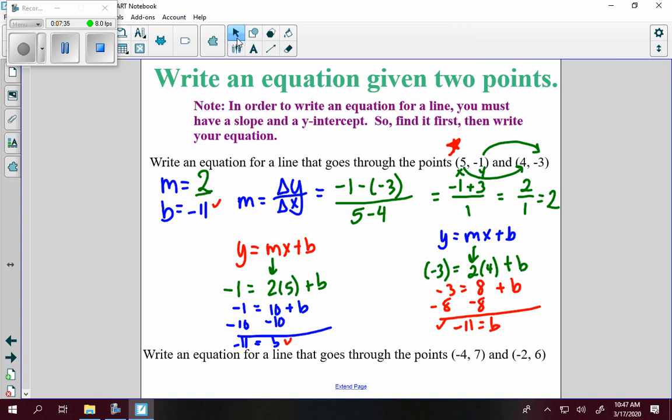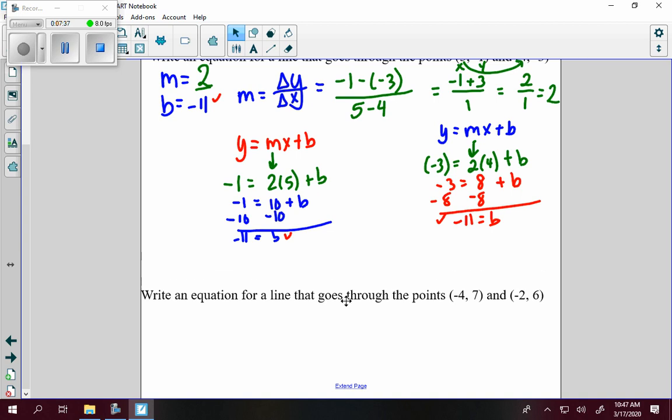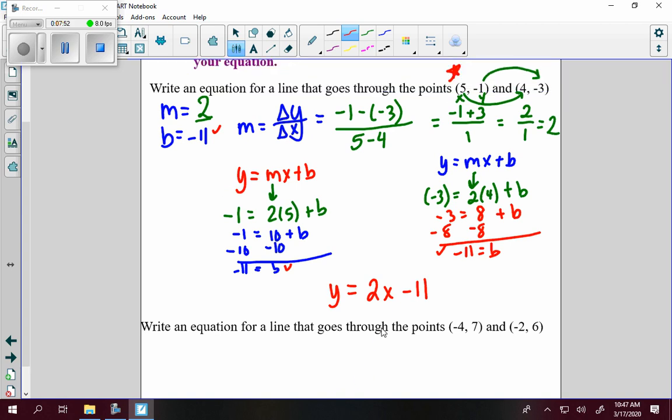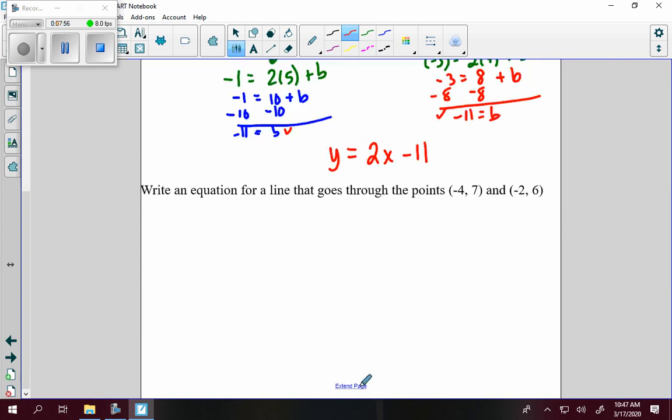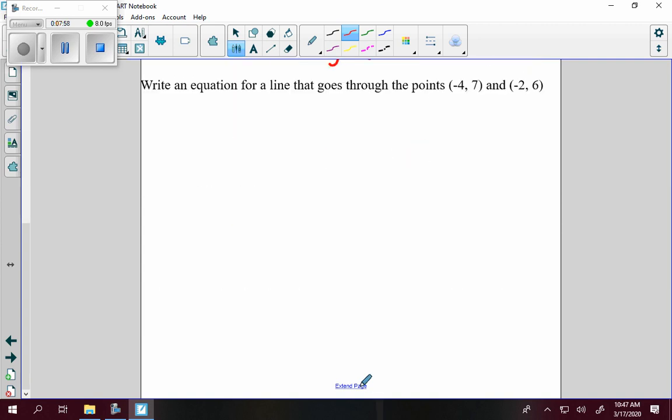Now I can make my equation. And my equation then is y equals 2x minus 11. Go ahead and try the next one. Remember, to find an equation for a line, you need 2 things. You need the slope and you need the y-intercept. Okay, pause the video and come back when you're ready.